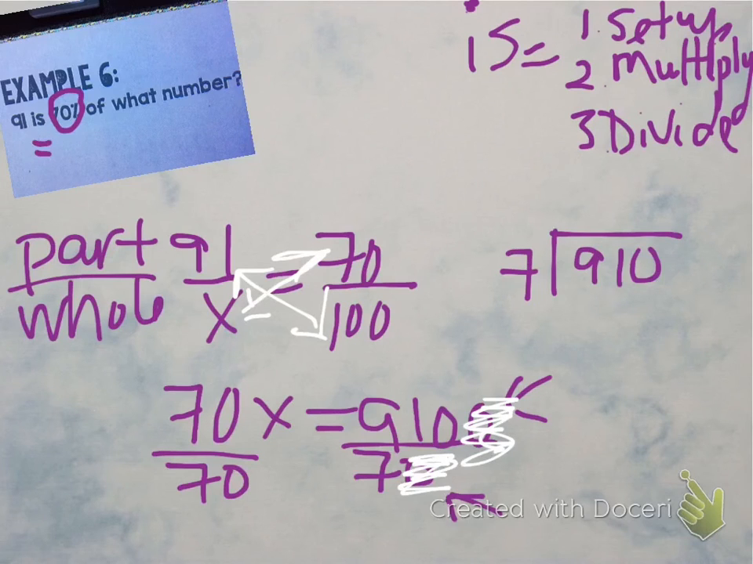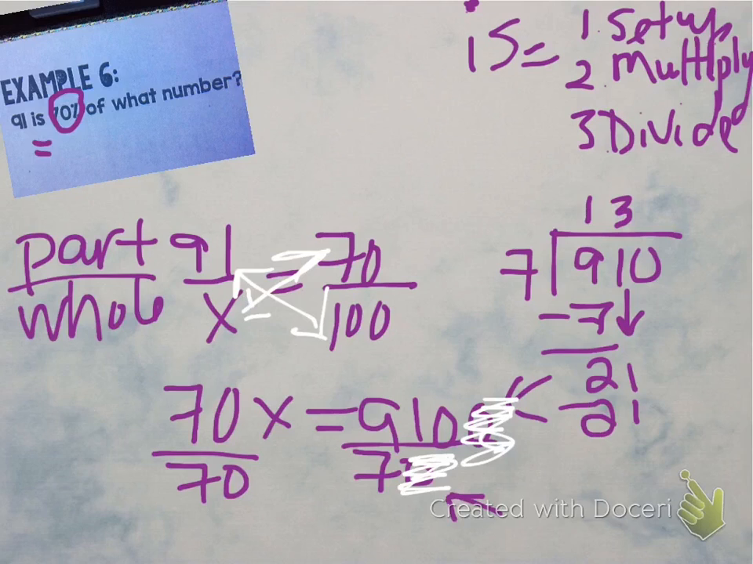How many times can 7 go into 9? It can go 1 time. So 9 minus 7 is 2. I'm going to bring down my 1. How many times can 7 go into 21? It can go 3 times. So 3 times 7 is 21. Bring down my 0. I still have an extra 0, which is right here. So that 0 actually comes up. If it doesn't get used, it always comes up.